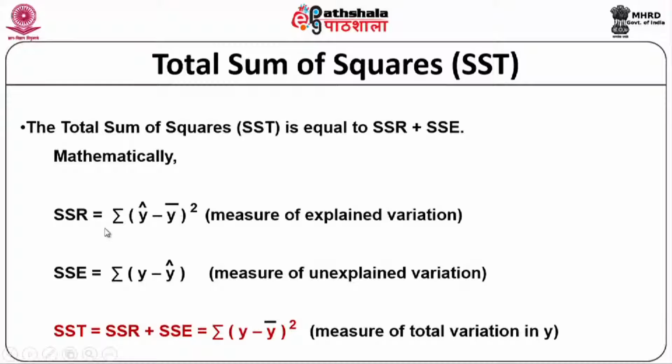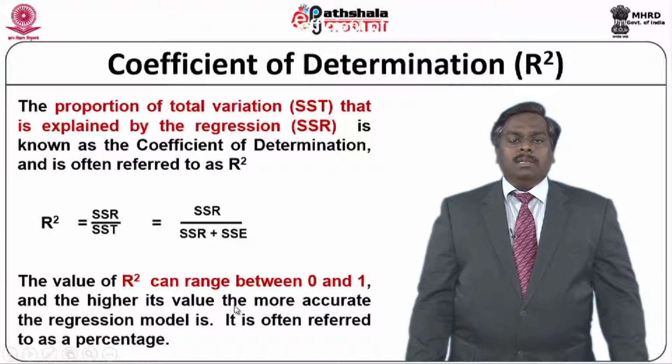As we have already discussed, SSR is the measure of explained variation. In other words, we try to identify the difference between the mean and say the predicted value. SSE determines the difference between the actual value, that is the observed value y, and say the predicted value. So, SSE is a measure of unexplained variation and SSR is a measure of explained variation. Now, these two errors need to be summed for computing the total error. So, SST is equal to SSR plus SSE, which is equal to summation of y minus y bar the whole square. Now, we have determined SSR and SSE.